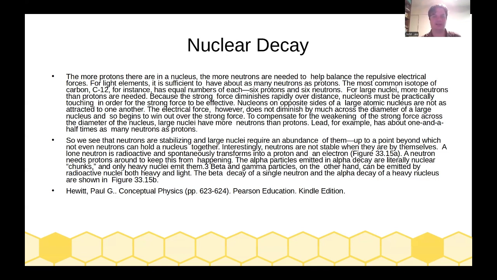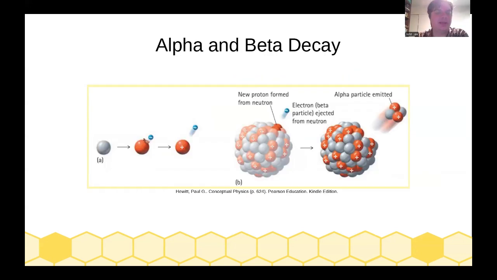The alpha particles emitted in alpha decay are literally nuclear chunks, and only heavy nuclei emit them. Beta and gamma particles, on the other hand, can be emitted by radioactive nuclei, both heavy and light. In A, you see beta decay, where a neutron decays into a proton and electron. The positively charged proton and the negatively charged electron being produced by the neutron means that overall the charge of the universe is not affected by this.